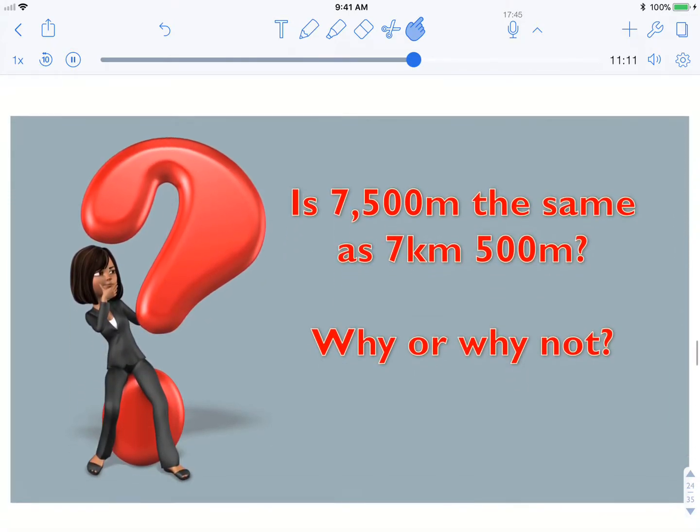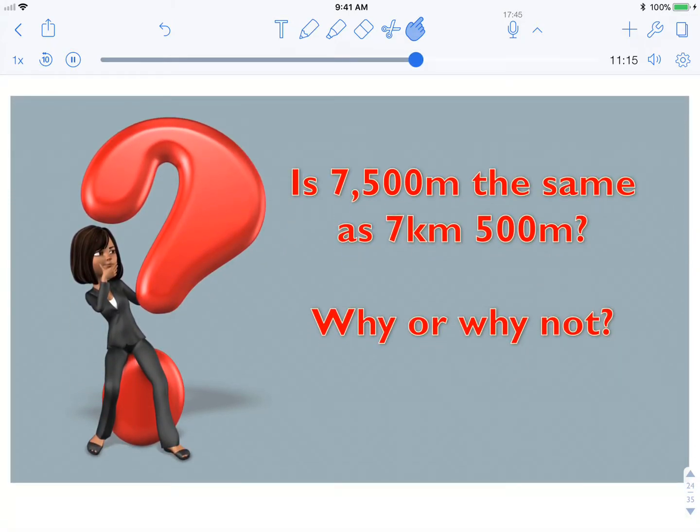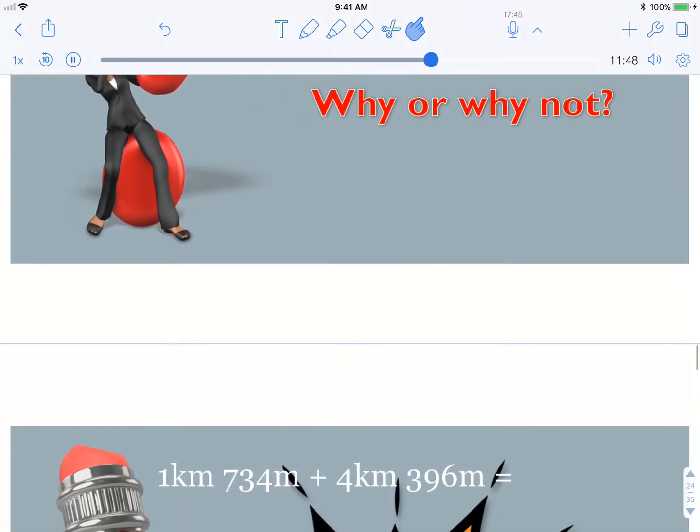Now here's a question for you. Is 7,500 meters the same as 7 kilometers, 500 meters? Why or why not? I want you to use the empty spaces on the slide. And I want you to answer yes or no and then explain why you answered the way you did. What do you think? Is 7,500 meters the same as 7 kilometers, 500 meters? Go ahead and pause and answer the question.